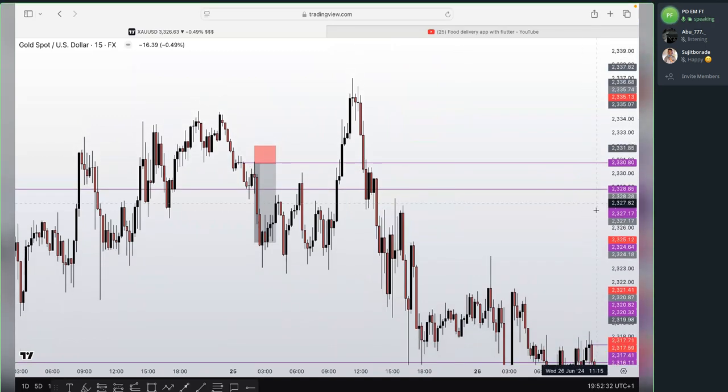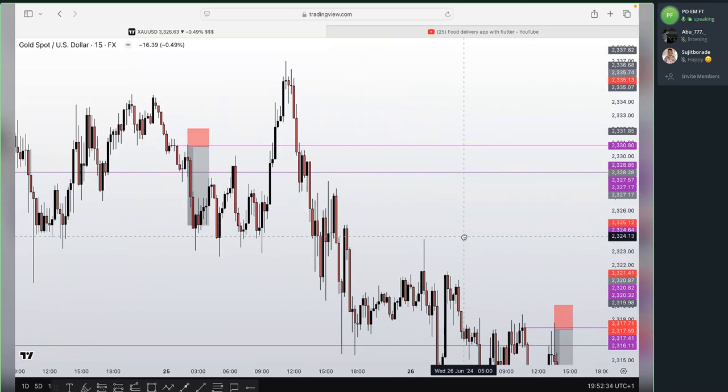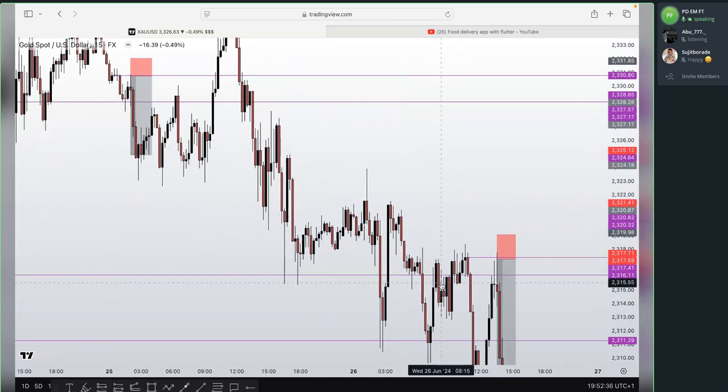And all this came from me getting the bias first. Like I always say, bias first. Don't just go for the technical first. No, bias first, direction first.